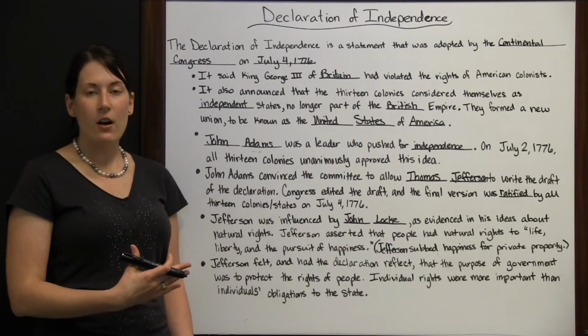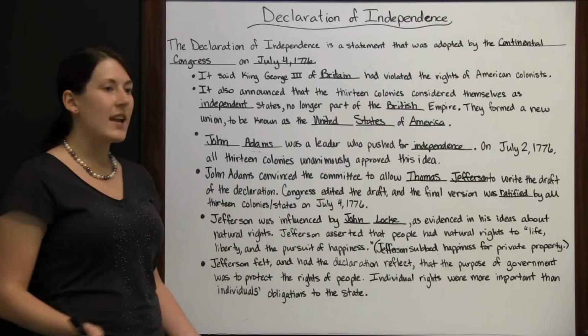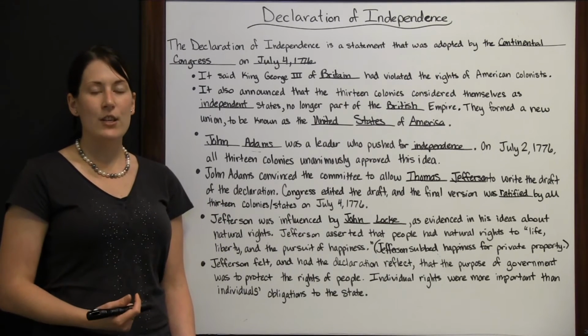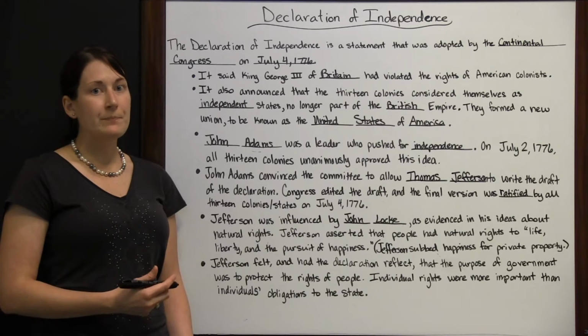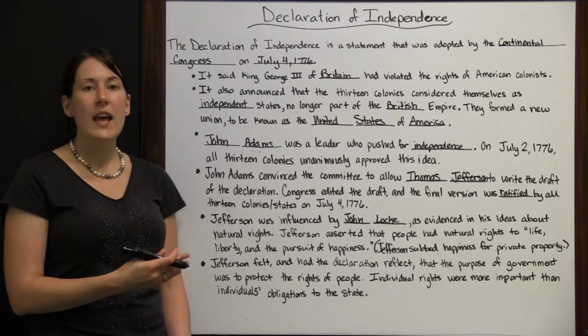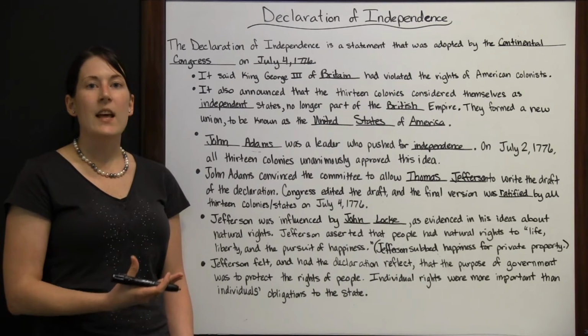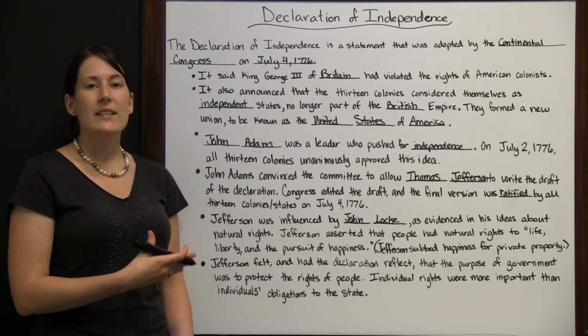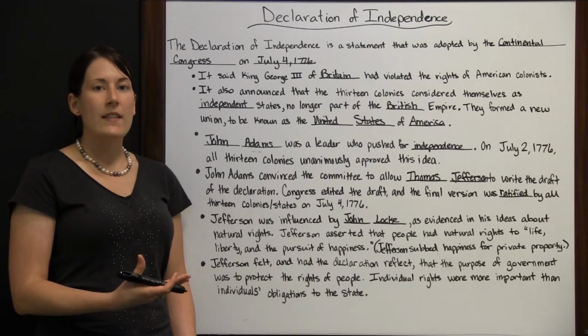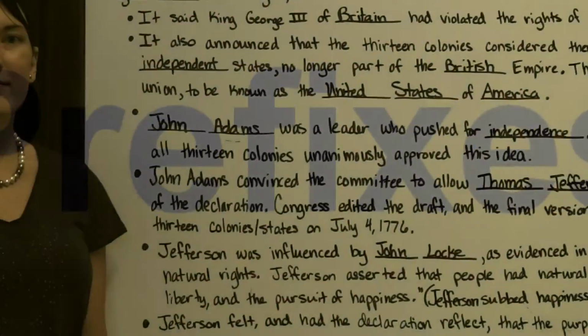all 13 colonies, all representatives from those 13 colonies, to be known as states, ratified the Declaration of Independence, which declared that King George had violated rights of American colonists, and now those 13 colonies were to be known as the United States of America, a separate new nation that was no longer tied to the British Empire.